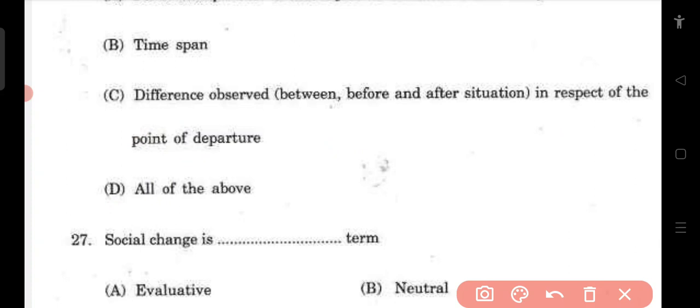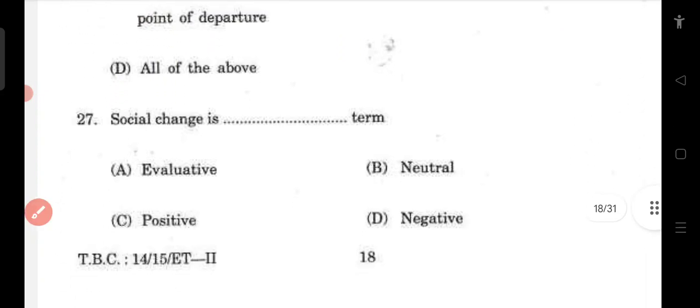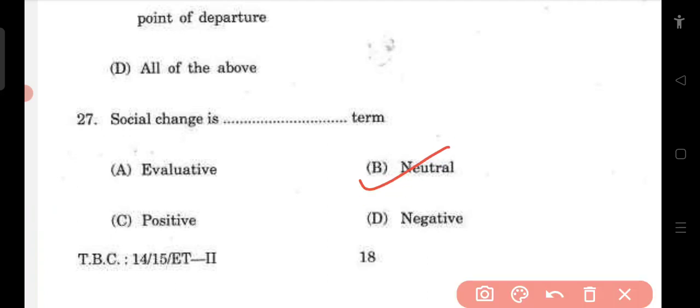Question number 27 is asking: social change is an evaluative term, neutral term, positive term, negative term. So here social change is a neutral term, because it's not related to positive or negative. It may be positive, it may be negative. For example, the changes Covid brought were negative, but in terms of movement, we cannot say it's a neutral term. It can be positive, can be negative.